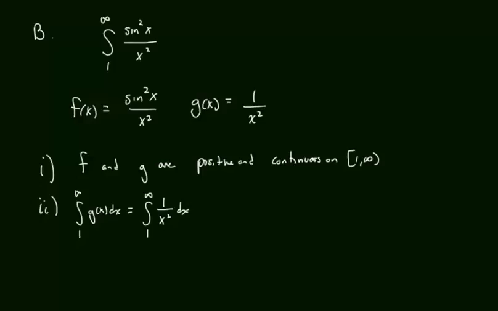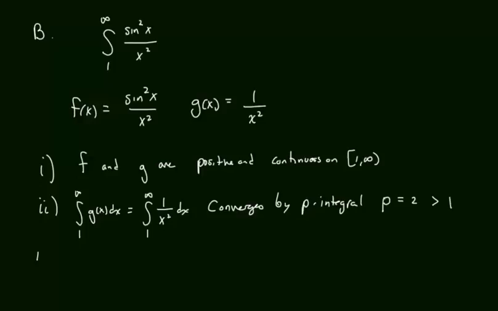First part is standard. F and g are positive and continuous on 1 to infinity. Part 2, the integral from 1 to infinity of g of x equals the integral from 1 to infinity of 1 over x squared dx. And we should know that this converges by p integral. P series is what we'll do later when dealing with series. P integral with p equals 2, which is bigger than 1.